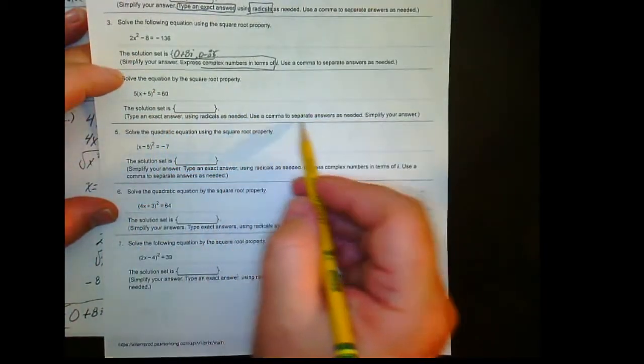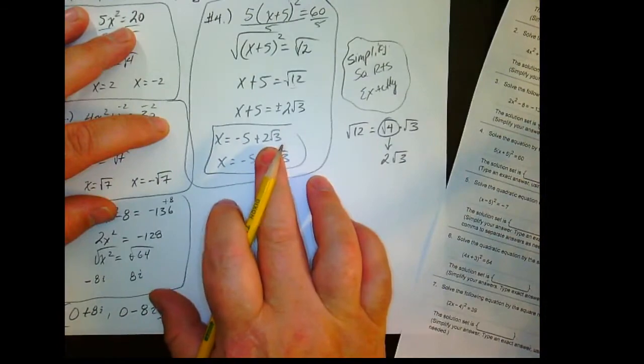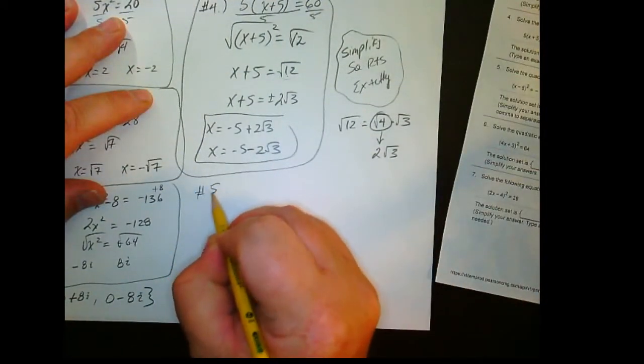Number 4 says, using radicals. So you'd have to write, I don't have enough room the way it printed, you have to write both of those right in there. All right, number 5.